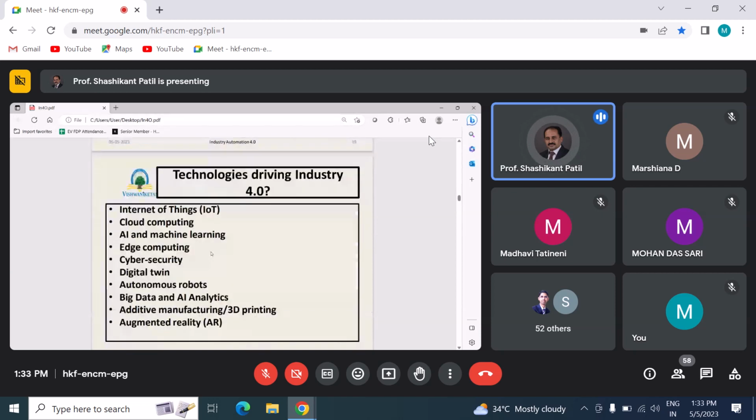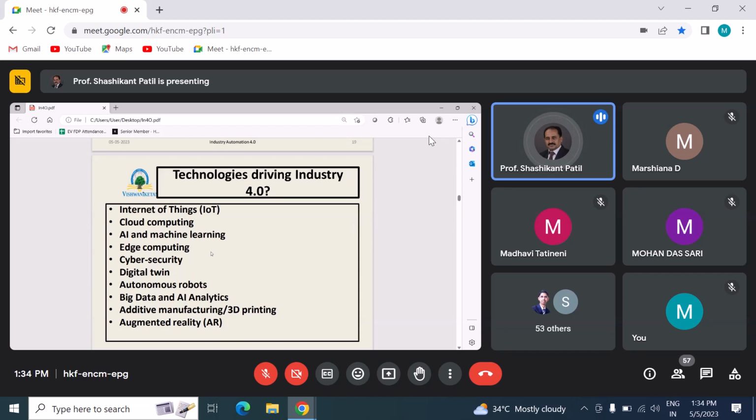Now, let us come to the next slide, to see what are the technologies which are driving Industry 4.0. First is Internet of Things. There are many versions of it: Internet of Everything, Internet of Vehicles and all that. And in industry, it is the Internet of Industrial Things. Then cloud computing is there. Cloud computing is mainly used for data storage and data handling. Then AI and machine learning, used everywhere. With the advent of AI and machine learning, people are getting more fruitful outcomes, more efficiency, more reliable, more accurate and precise results.